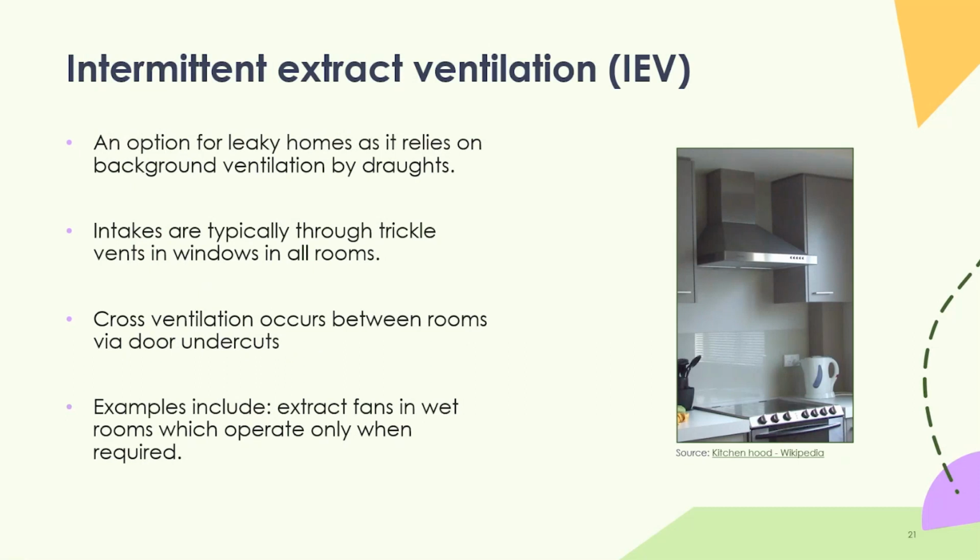Intermittent extract ventilation, the illustration being there with the kitchen hood. Points here being made: an option for leaky homes as it relies on background ventilation by drafts. So as the extract fan in the kitchen is working, it would be creating low pressure in the kitchen and drawing fresh air from whatever rooms are nearest, or windows or doorways, generally drawing in fresh air, because it's creating low pressure in that area.